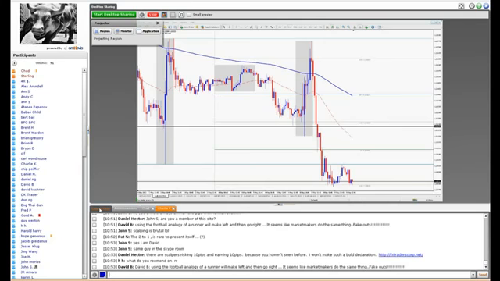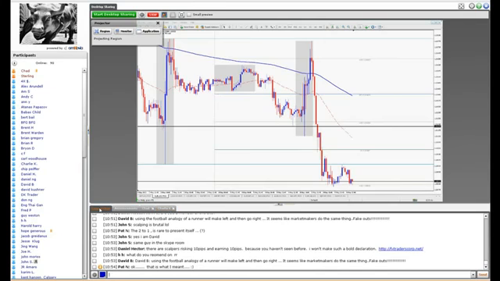But any profitable trader will tell you that it's always the quality of the setups. It's not the quantity of the setups. And so generally we see a few good setups on a given day.